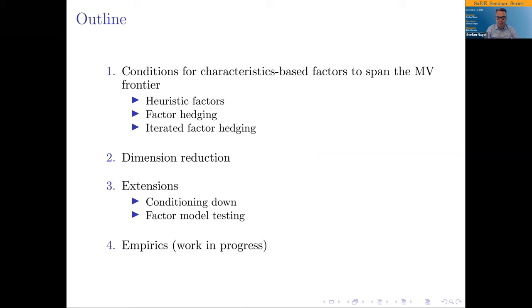Okay, so here's the outline. The first part will be about the conditions for heuristic factor construction methods to yield factors that span the SDF, or the mean variance frontier. We'll talk about factor hedging and an additional development that we stumbled on, which is to do hedging in multiple rounds, to do iterated factor hedging. Then we'll go to dimension reduction. I probably won't have much time to talk about the extensions we have on conditioning down to unconditional moments and some thoughts on factor model testing. We'll have to see whether I can get to this. And then maybe just a few words about empirics, but the empirics in this paper is really still work in progress. So whatever I show you there, you should take with a grain of salt. This may change in the next versions of the paper.